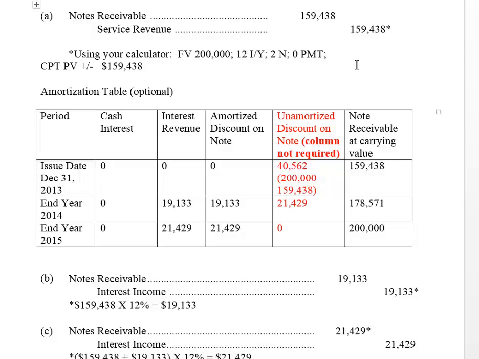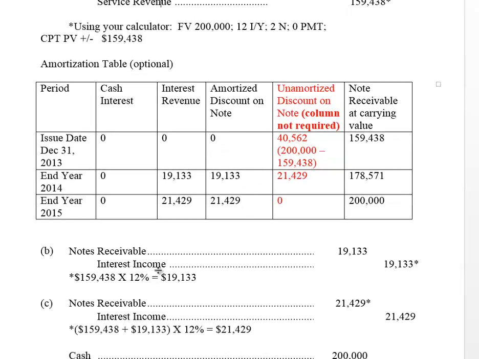So now that we've done the entry at the end of 2013, we can set up, if we wish, a table. In this table, we can set up calculations in order to find out how much interest income or interest revenue Clearing would book at the end of 2014 and the end of 2015. What I've done here is set up the table, and again, it's optional. Some people might just choose to use the math approach to calculate the interest income, but I've decided to use the table just to show you how you could do it.